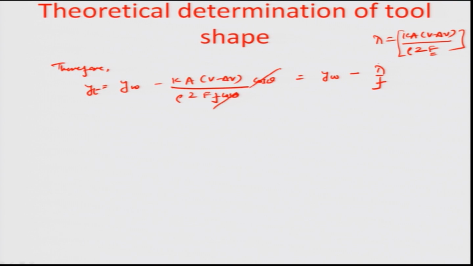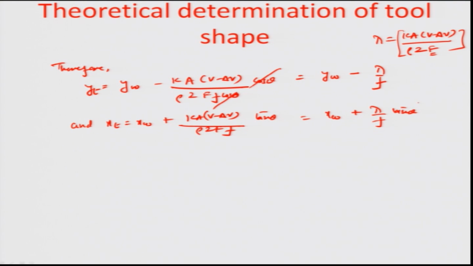So, this is how we had also earlier defined the equilibrium gap, particularly when investigating the dynamics of the tool with respect to the workpiece. The second equation obviously results in x t equals x w plus kappa A V minus delta V divided by rho z F small f times sine by cos theta, or tan theta, and this can again further be written down as x w plus lambda by f tan of theta. So, these are the modified equations 1 and 2 as has been shown earlier.